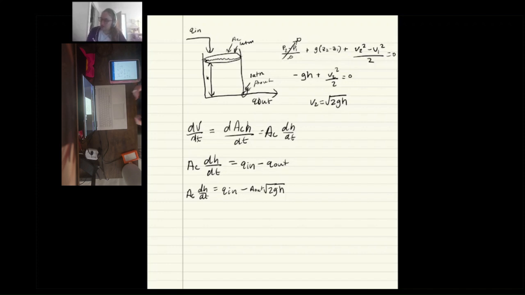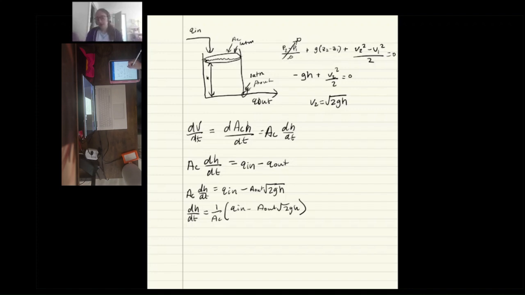So then this is our equation, but we want to just solve for the differential height, right? We're just trying to solve for the height change. So we just need to divide by the cross-sectional area of the entire tank. So that's 1 over Ac, and then Qin minus A out square root of 2gh, right? So this is the equation we're going to use. This is going to tell us the differential height, right?